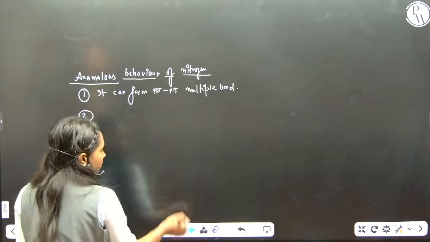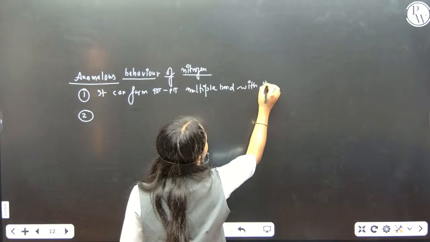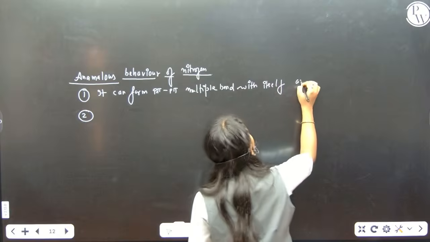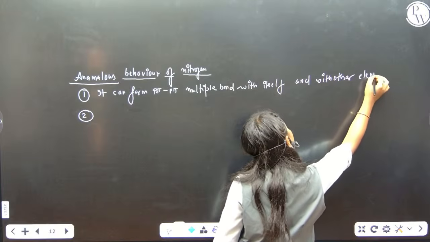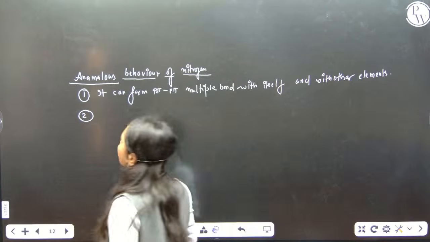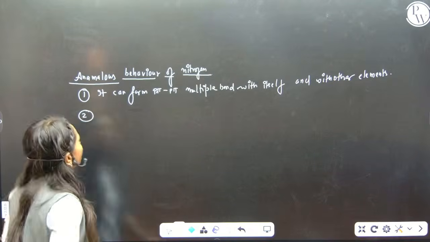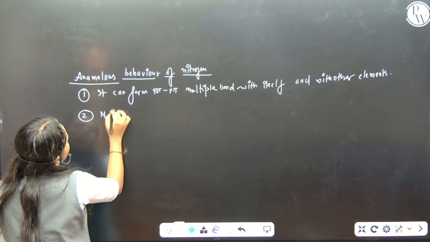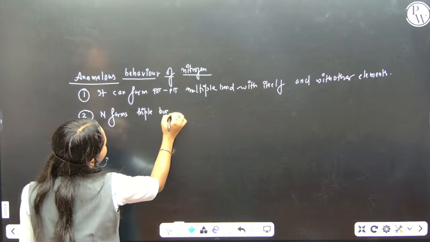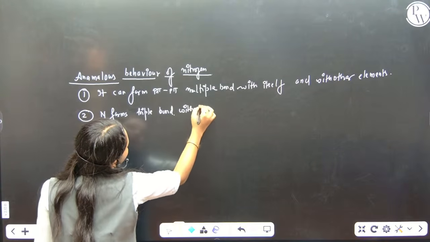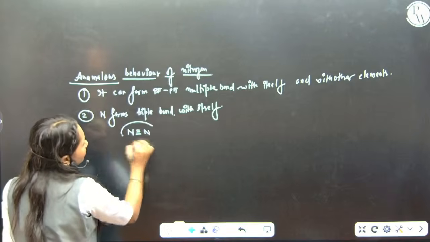So, what is the next behavior? Multiple bonds with itself and with the other elements. It can form p pi p pi multiple bonds with itself and with the other element. Nitrogen forms a triple bond with itself, N triple bond N, right?